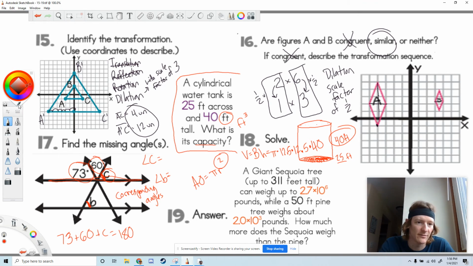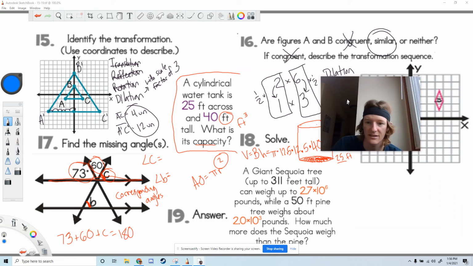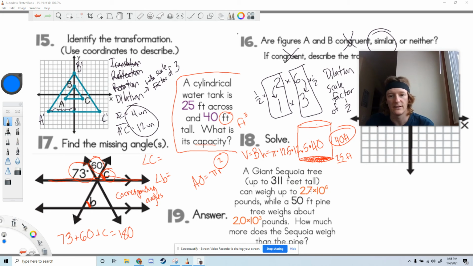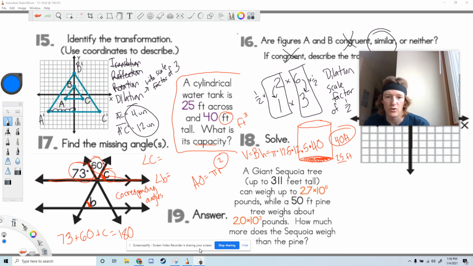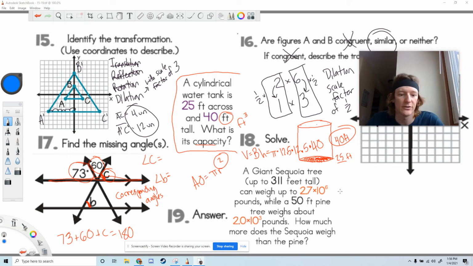For this last question, number 19, a giant sequoia tree up to 311 feet tall can weigh up to 2.7 times 10 to the 6 pounds, while a 50-foot pine tree weighs about 2.0 times 10 to the third pounds. How much more does the sequoia weigh than the pine? Here's what I want to show you. I want to show you a picture of one of these because I went and saw one of these.